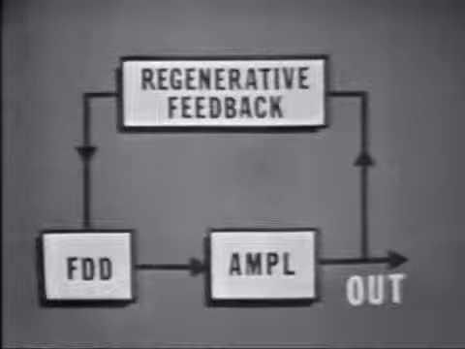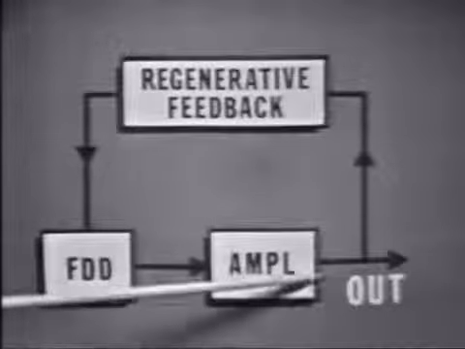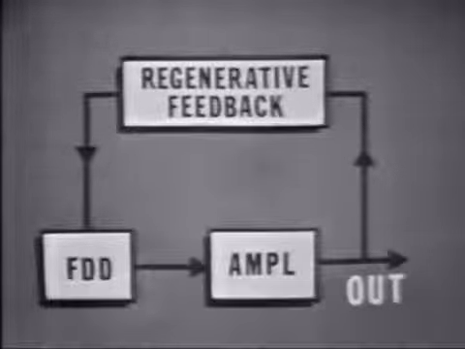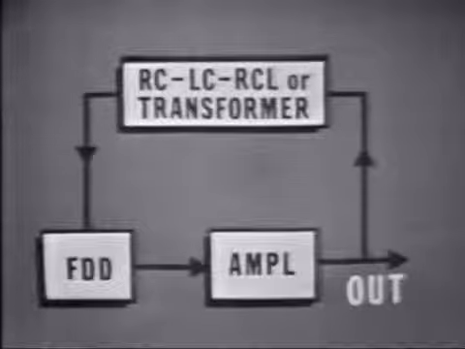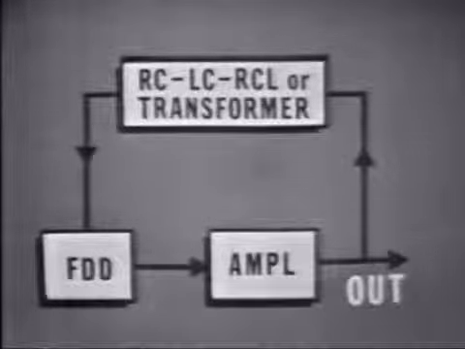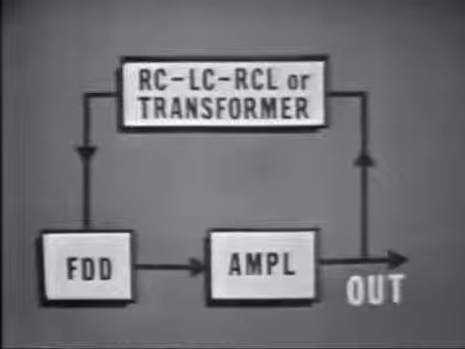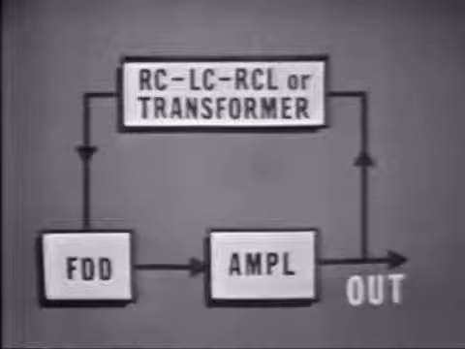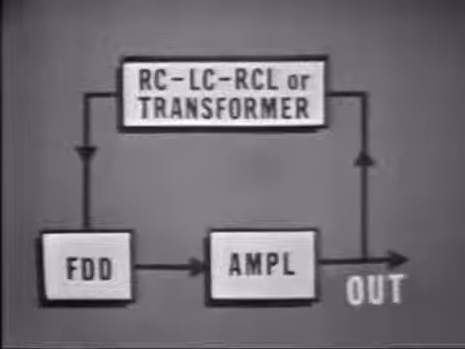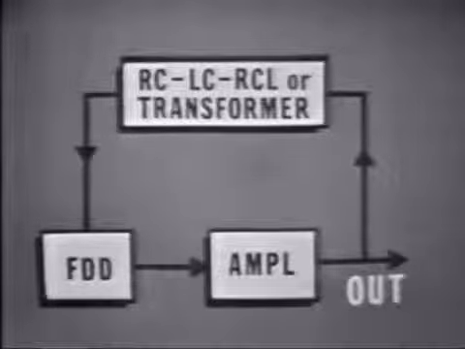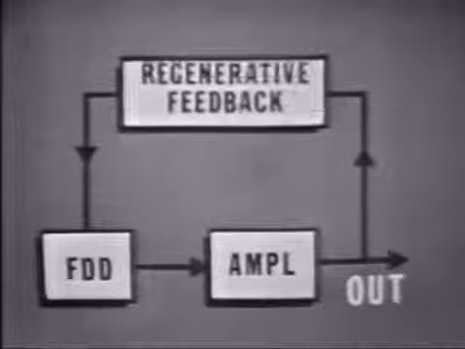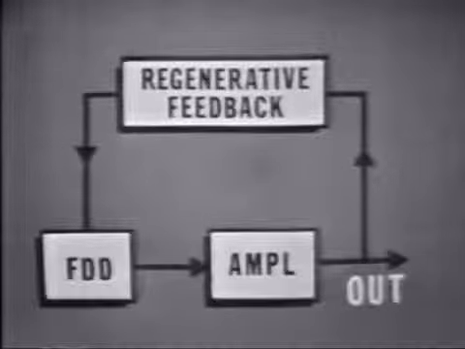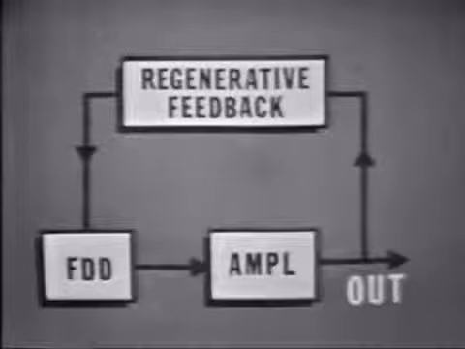Now, because many amplifiers shift the phase of the signal by 180 degrees, there may be phase-shifting networks required in the feedback path. Various methods are used: RC, LC, RCL, or transformers between the output and the input. Now, which system is used will be determined by the type of oscillator circuit and its application. The important thing is that the energy fed back be in phase with the signal generated by the frequency determining device.